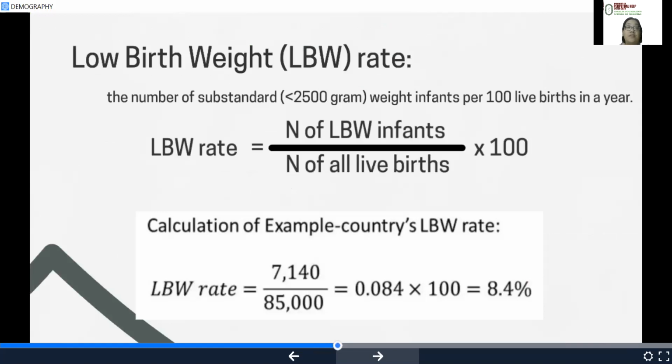Calculating the low birth weight rate, you get the number of infants with low birth weight, then multiply it by 100. So for example, using the previous example, 7,140 low birth weight infants over 85,000 live births would result in an 8.4% low birth weight rate.